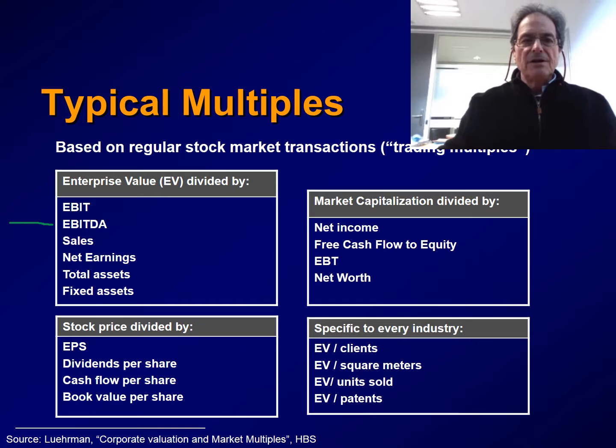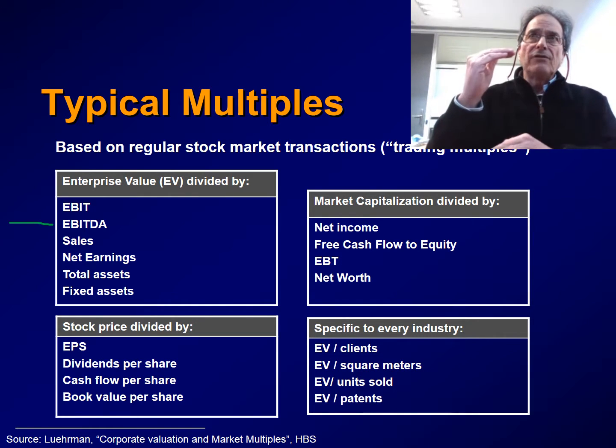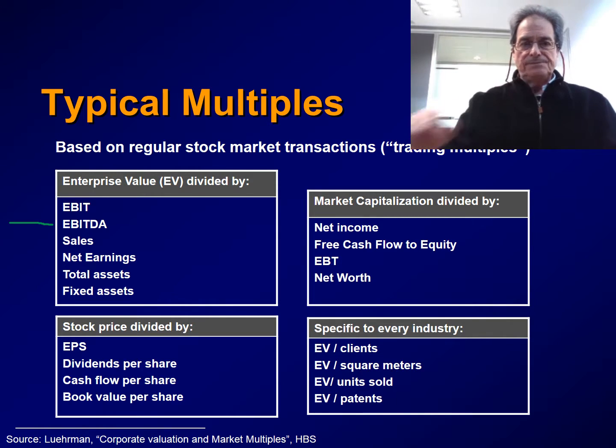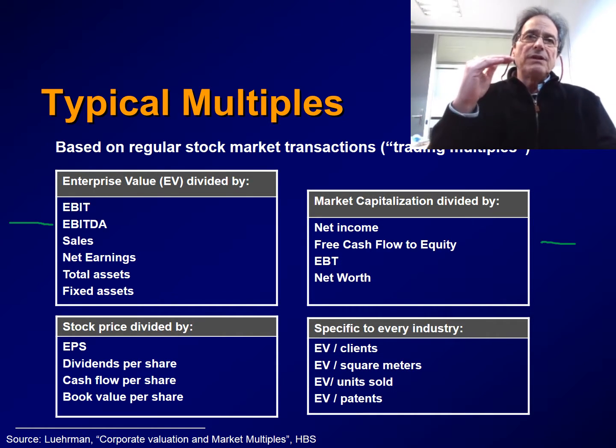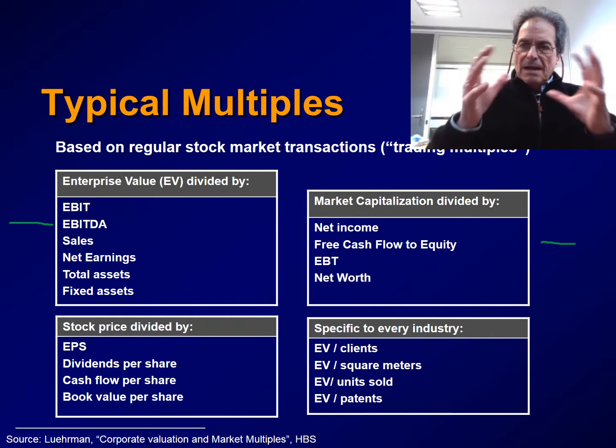In the first table here, we see enterprise value divided by, for instance, EBIT, earnings before interest and taxes, or EBITDA, or sales, etc. And by enterprise value, we mean the total value of the firm, including both the equity and the liabilities. In the second table, we see market capitalization divided also by several items, like net income, or free cash flow to equity, or earnings before taxes. And by market capitalization, we mean the total equity value of the company, meaning the total value of the shares of the company.